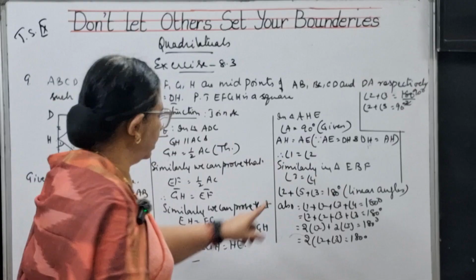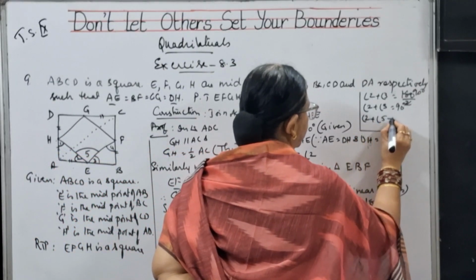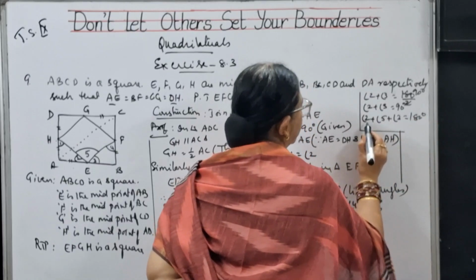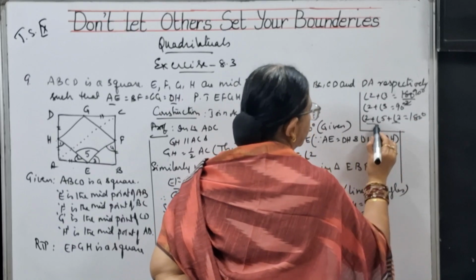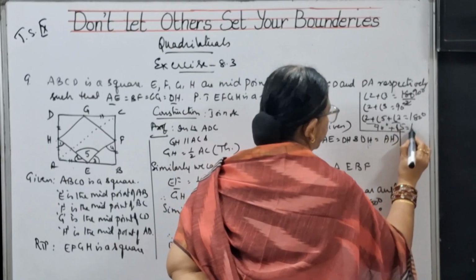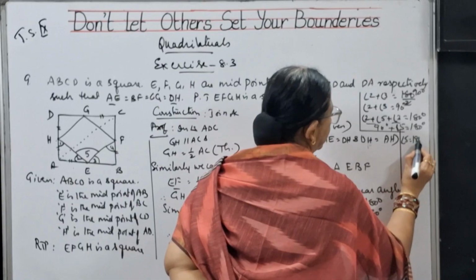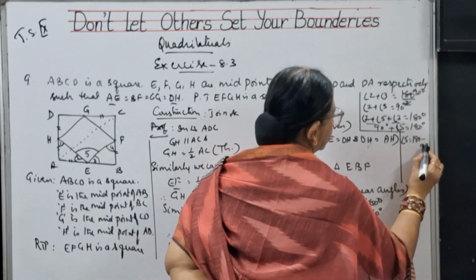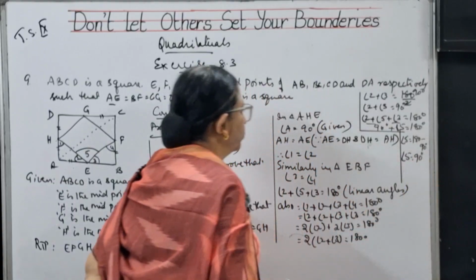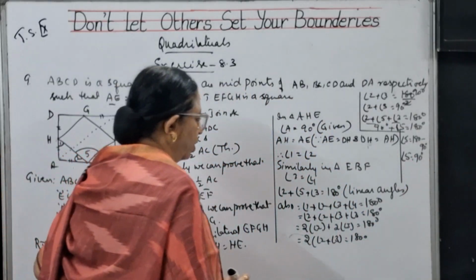And we have written that angle 2 plus angle 5 plus angle 3 is 180 degrees. In this, angle 2 plus angle 3 is 90 degrees, plus angle 5 is 180 degrees. So, angle 5 is 180 minus 90 degrees. That is, angle 5 is 90 degrees. We could prove that angle 5 is 90 degrees. So, what we can say?